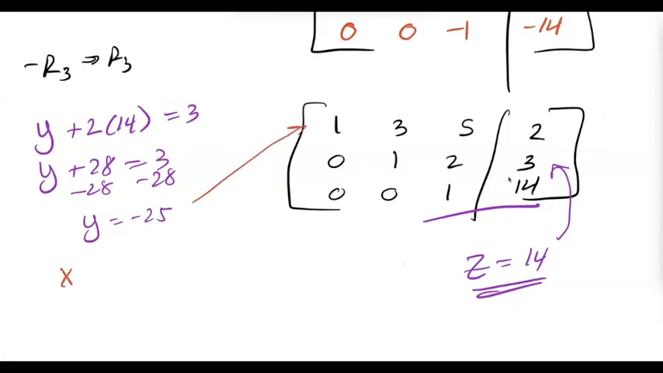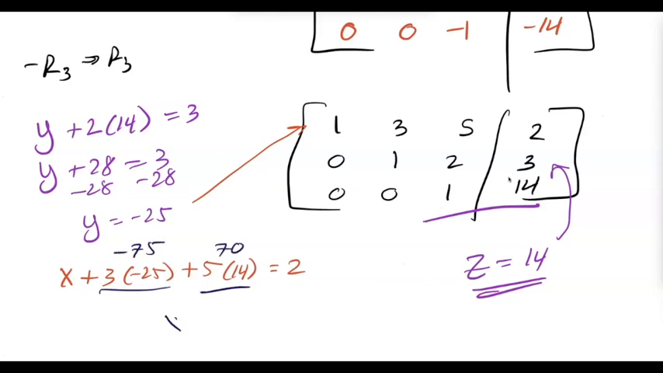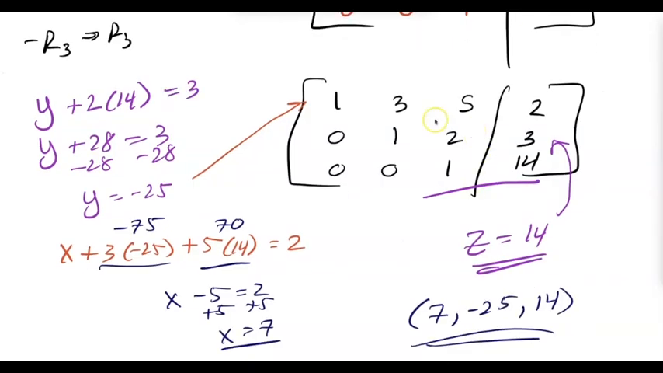We're going to get x plus 3 times -25 plus 5 times 14 equals 2. Now, 3 times -25 is -75. 5 times 14 is 70. So we get x minus 5 equals 2. Plus 5, plus 5. x equals 7. Which makes our solution 7, -25, and then 14. x, y, z. That's how we can solve the linear equation using matrices and elementary row operations.